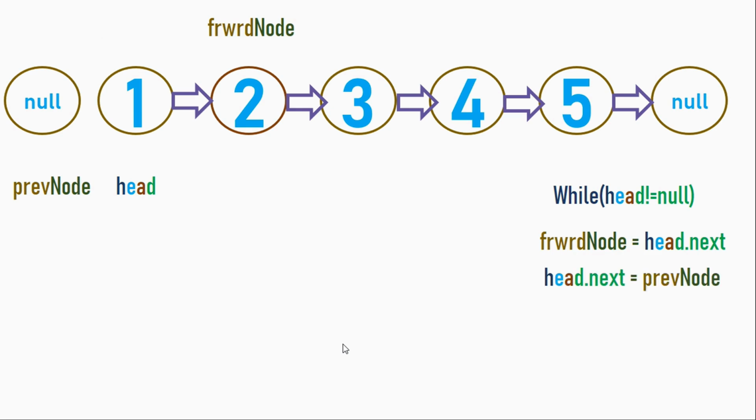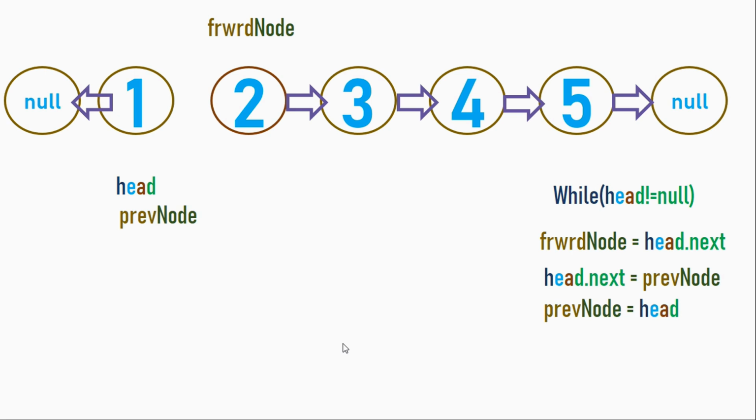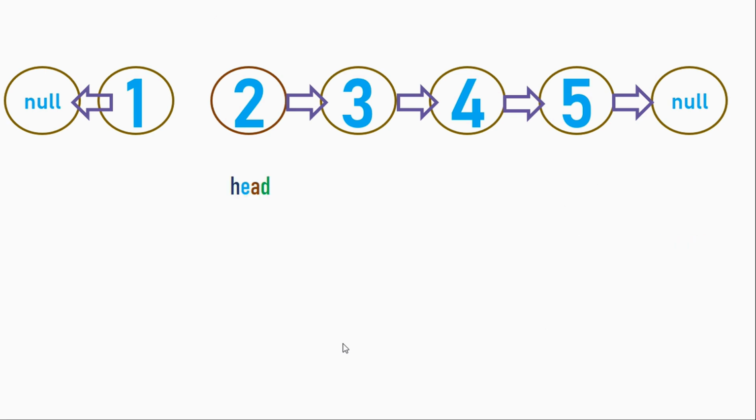Next, I will make head next pointer to previous node. That means my head will now point to null. Next, I will set previous node to head. That means my previous node is now 1. Next, I will set my head node to forward node. That means my head is now 2. Now see the list. My head is 2, forward node is 2 and previous node is 1 pointing to null.